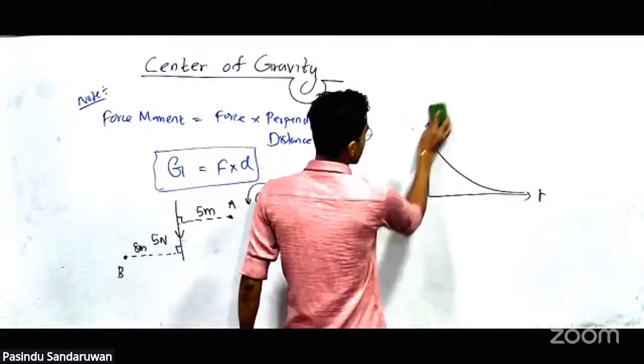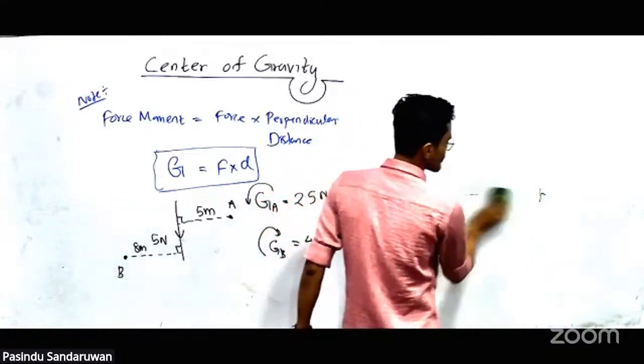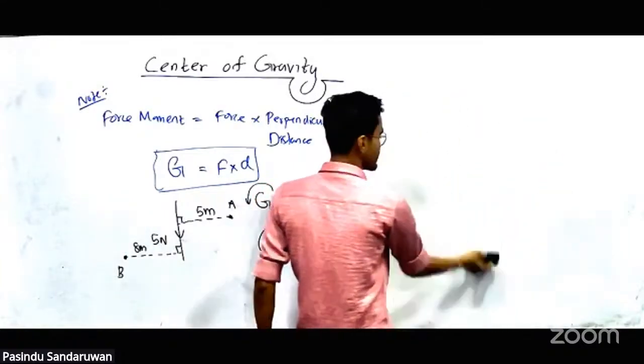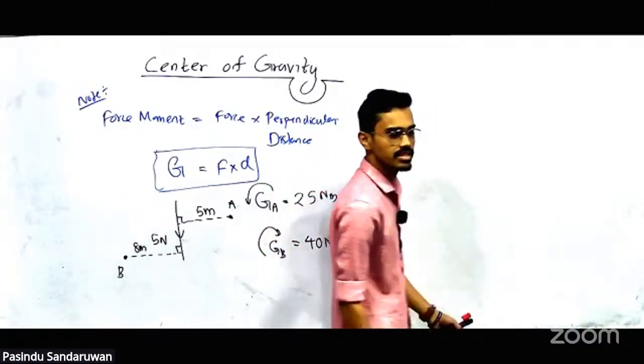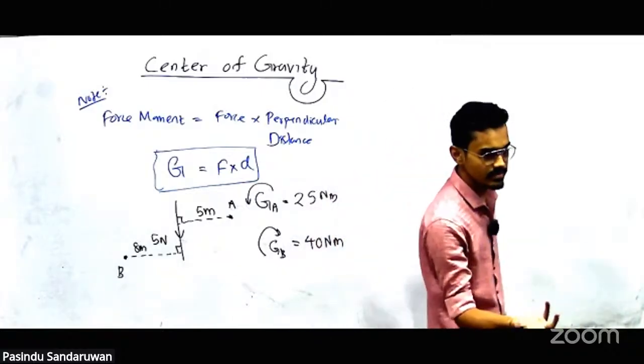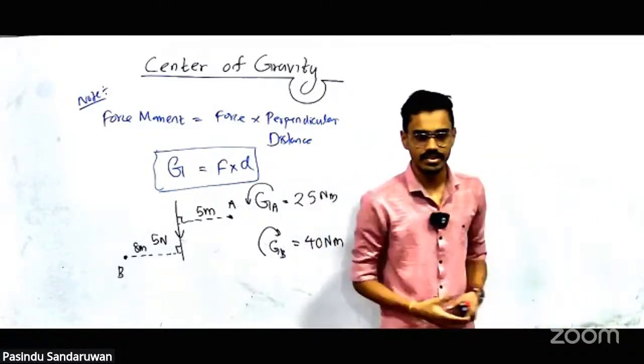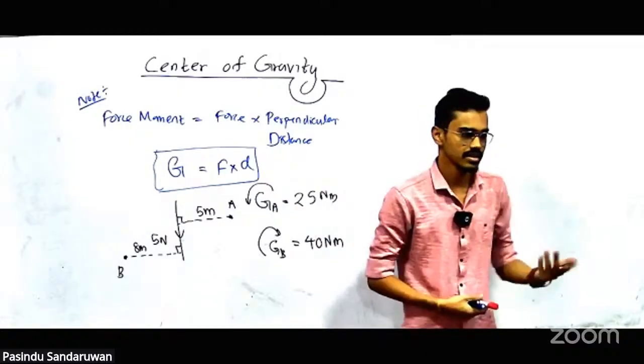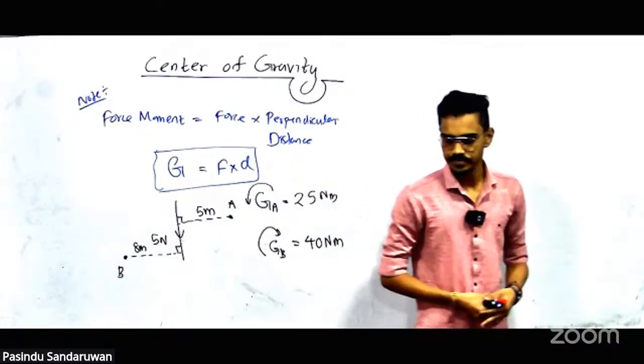So therefore, if there is no gravity, it's nothing because there's no mg. There's no idea about center of gravity because there is no weight. If there's no weight, there's no center of gravity. Right?